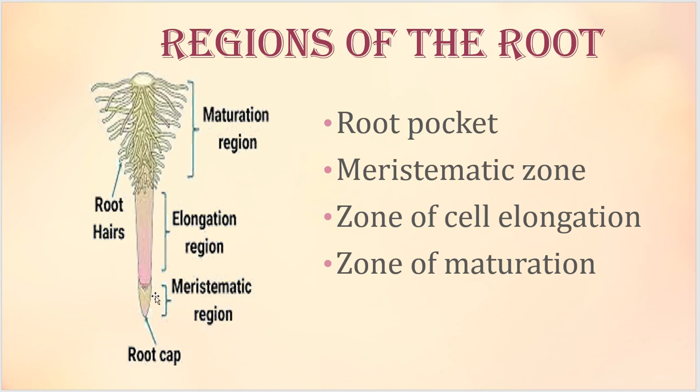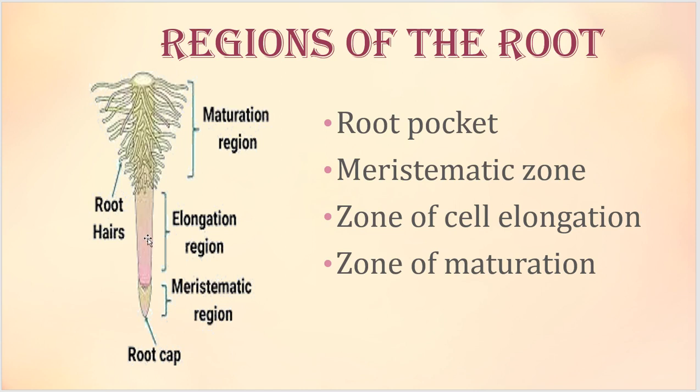So the first zone is the root pocket zone or root cap zone. And the second part is the meristematic zone. This meristematic region contains meristematic cells, which are the actively dividing cells responsible for the growth of the root especially, so that it facilitates the growth of the plant too.